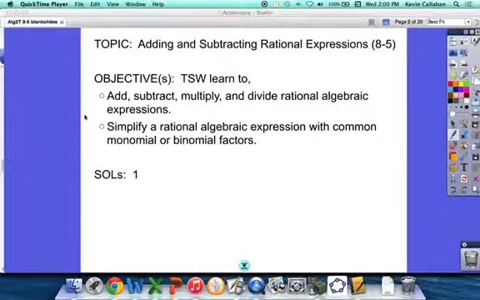So last class we did the multiply and divide. This time we do the add and subtract. Right? Adding and subtracting is usually harder because when you add fractions, you've got to worry about common denominators, and that's not something you've got to worry about when you multiply and divide.